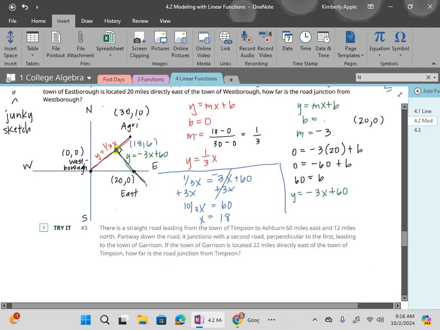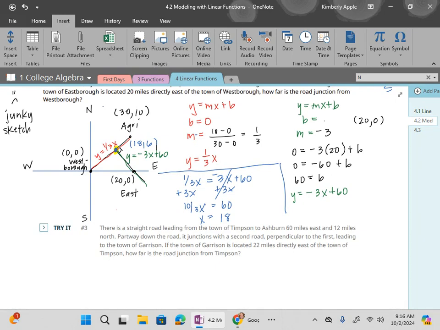I don't know why that's not doing that. Let me see. Give me a second. Let me push this down a little bit manually.